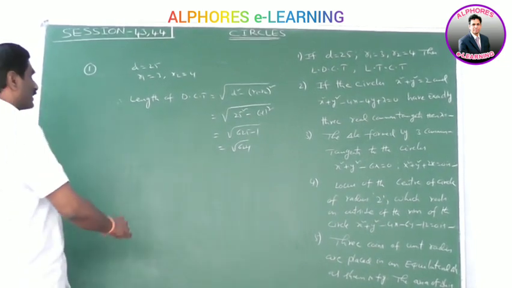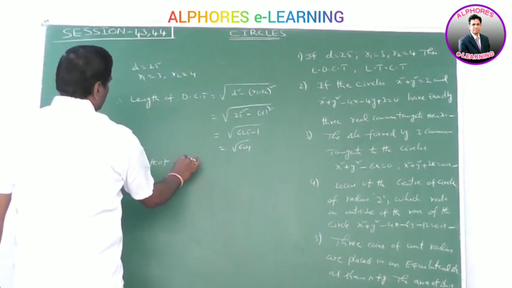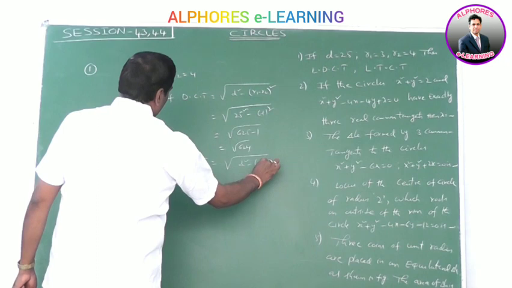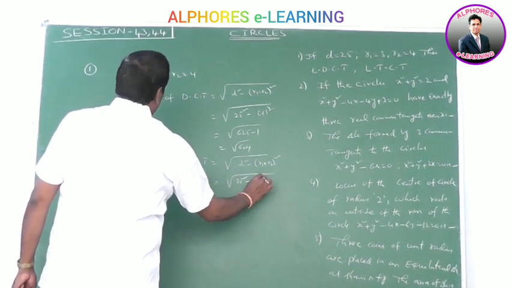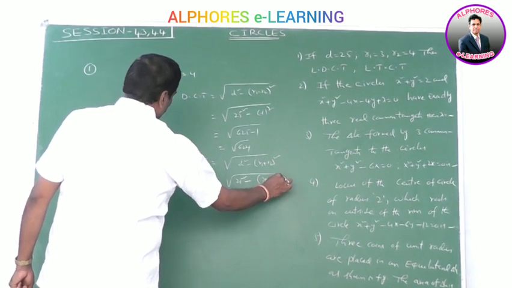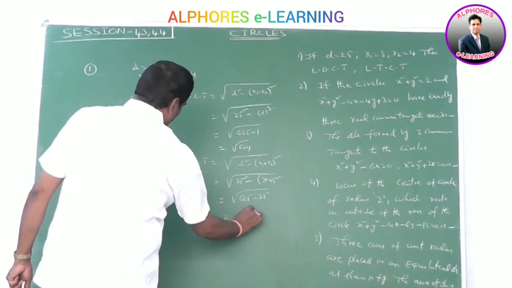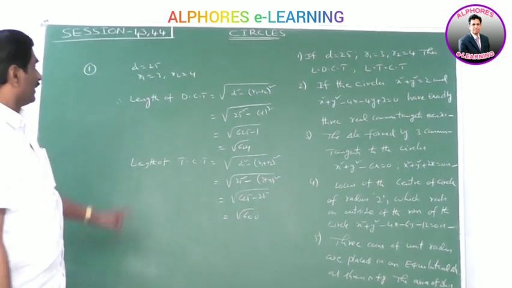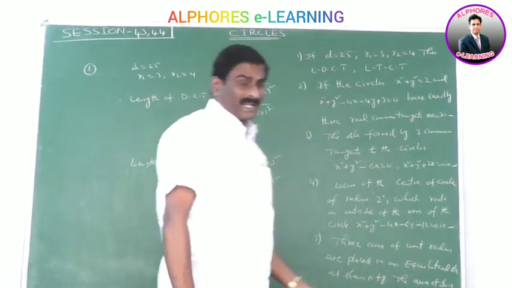Next, the length of the transverse common tangent is equal to under root d square minus (r1 plus r2) whole square. That means root of 25 square minus (3 plus 4) whole square, that is equal to root 625 minus 49, that is equal to root 576. These are the length of the direct common tangent and the length of the transverse common tangent.